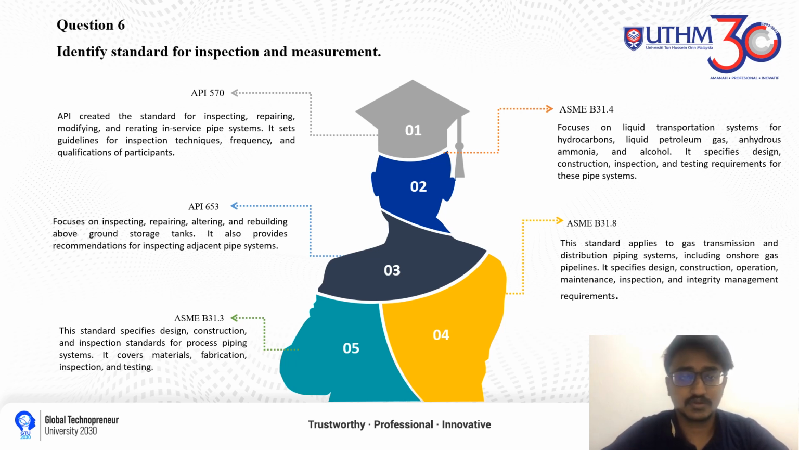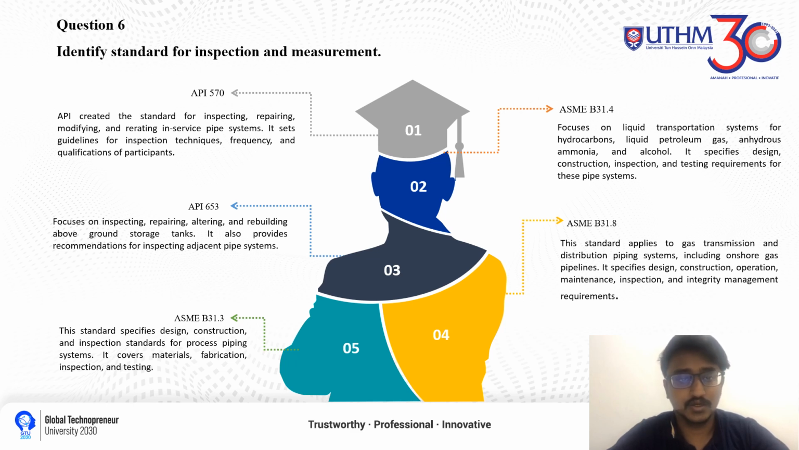Based on the question that I have been given, now I will be discussing question number 6, which is to identify standards for inspection and measurement. As you can see, we have a few standards, which are API 570, API 653, ASME B31.3, B31.4, and also B31.8.